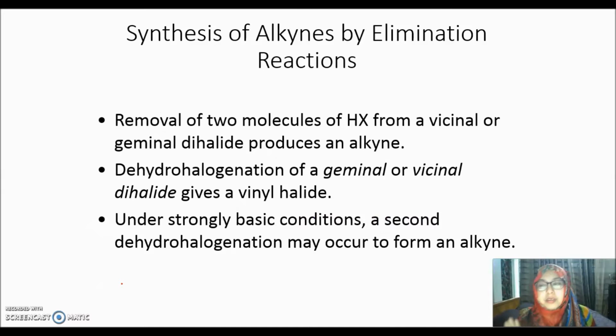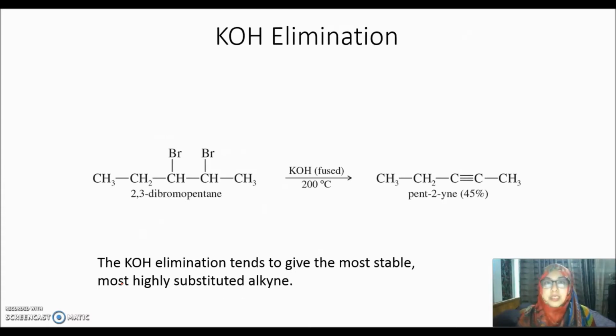Now, there are several ways to synthesize alkyne. You may want to synthesize alkyne by removing HX from dihalides. Like when you want to make alkene, you can use alkyl halide with a strong base such as potassium hydroxide or sodium hydroxide. In this case also, you may want to use potassium hydroxide again. For example, you have the dihalide 2,3-dibromopentane over there. It will be converted to pentyne.